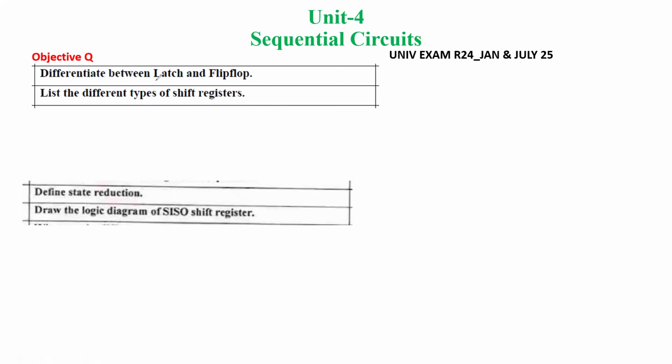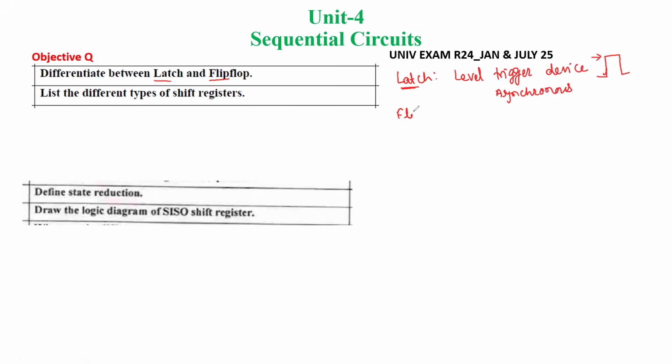The first question is: differentiate between latch and flip-flop. Many times students write the wrong answer. A latch is for the level. So what is a latch? A level trigger device. It is triggered when it achieves a particular level of the clock. For example, it will go like this. When it achieves this level of the clock, then it will be triggered. So it is a level trigger device and an asynchronous type of device. Still, people make mistakes on this.